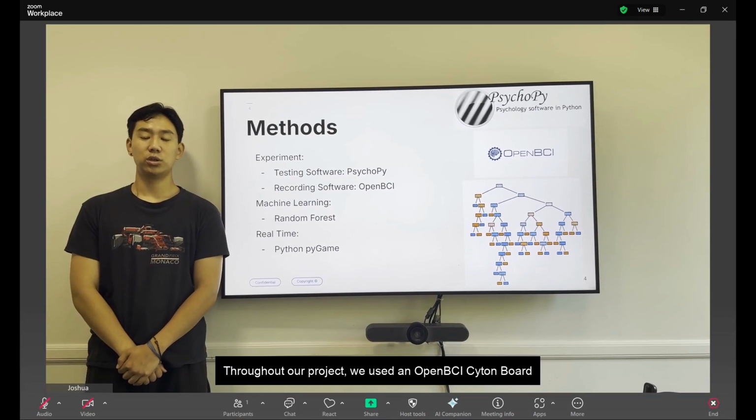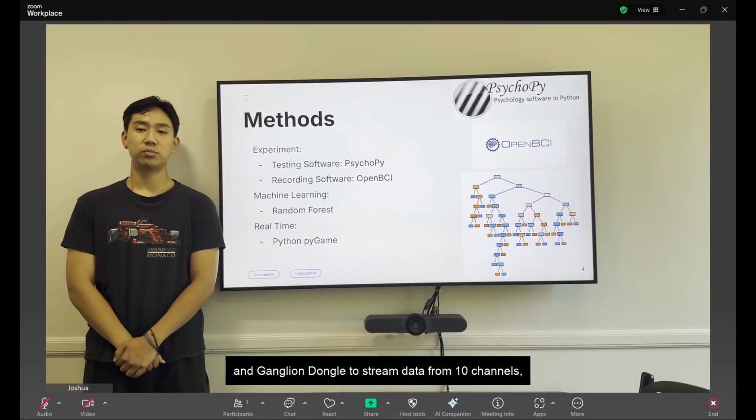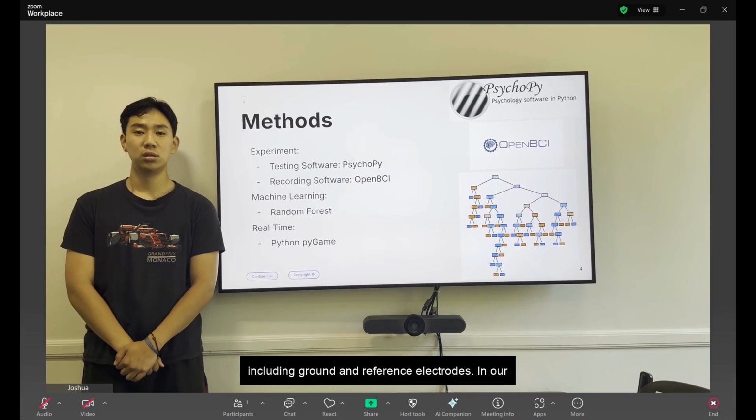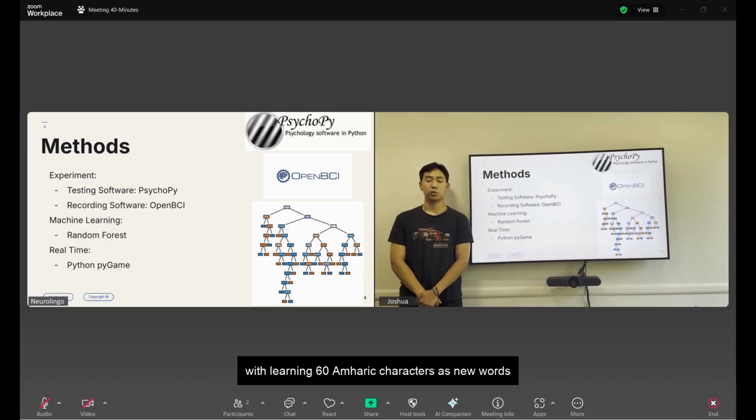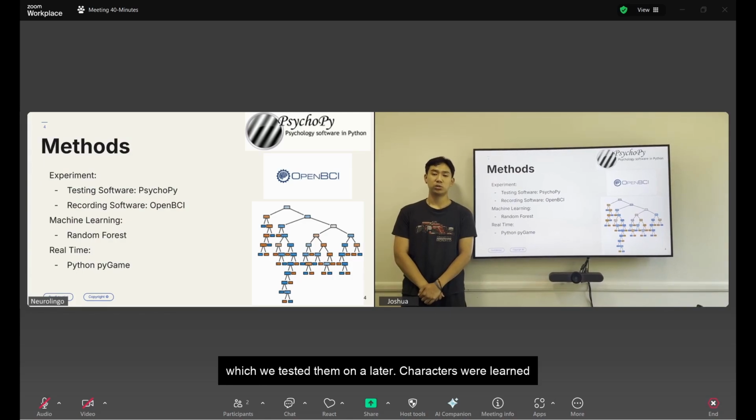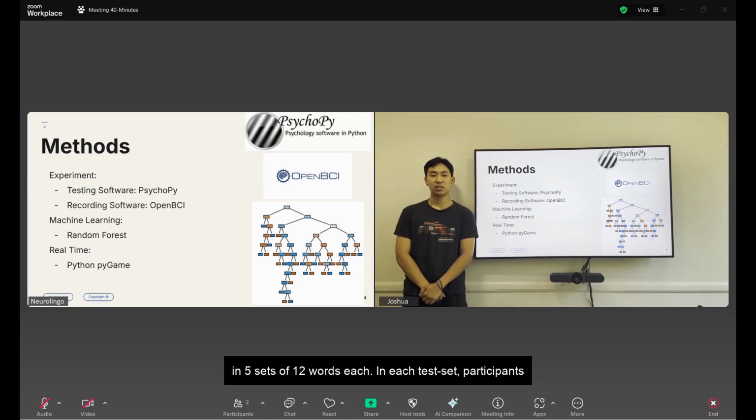Through our project, we use an OpenBCI Cyton board and dongle to stream data from 10 channels, including ground and reference electrodes. In our experimental procedure, we modeled a traditional flashcard learning process by tasking participants with learning 60 Inuktitut characters as new words, which we tested on later. Characters were learned in 5 sets of 12 words each.